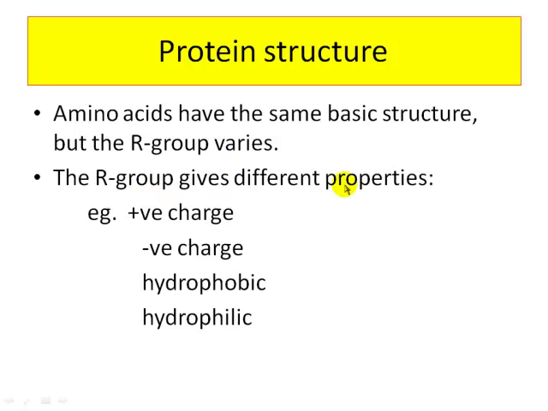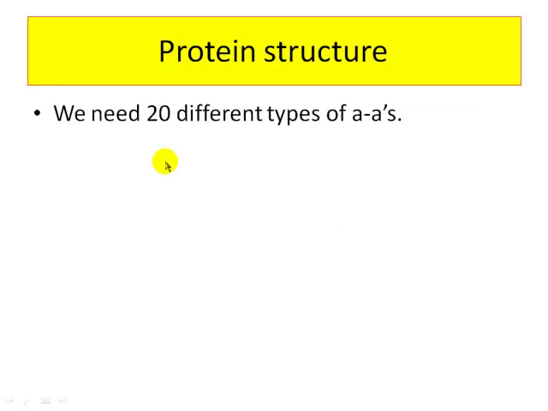Now the R group gives different properties to each individual amino acid. It can change the charge. It can make the amino acid hydrophobic. Hydrophobic means basically water hating, or it can be hydrophilic, which means water loving. So these are all properties that are given by whatever that R group happens to be.